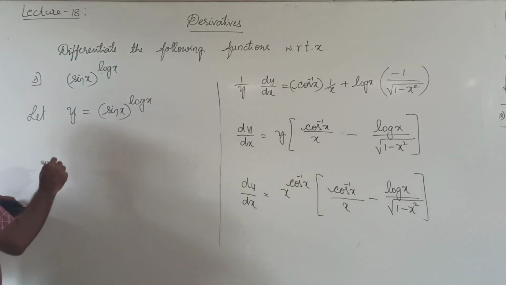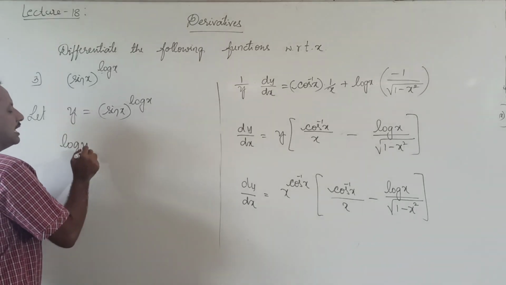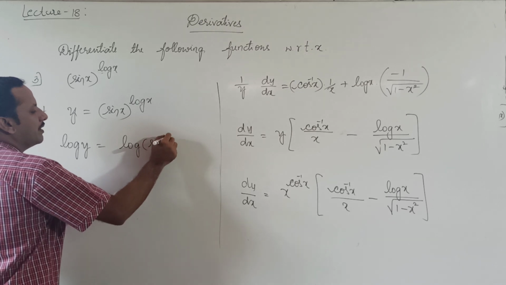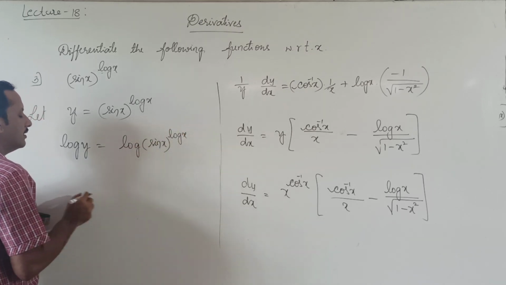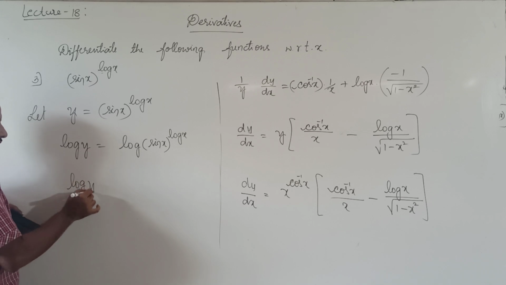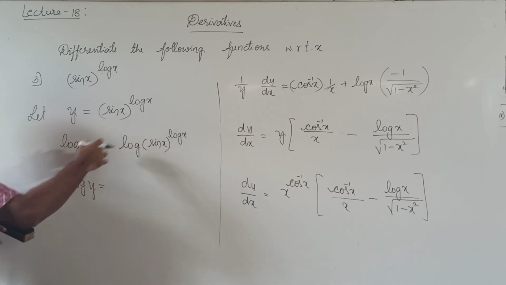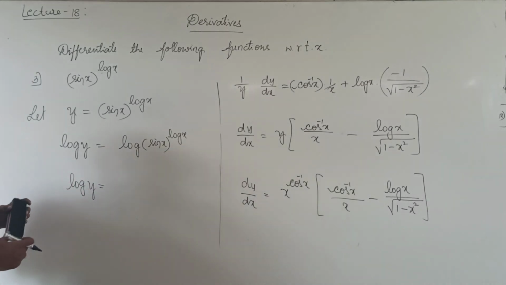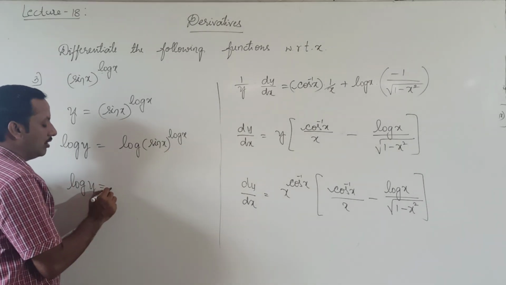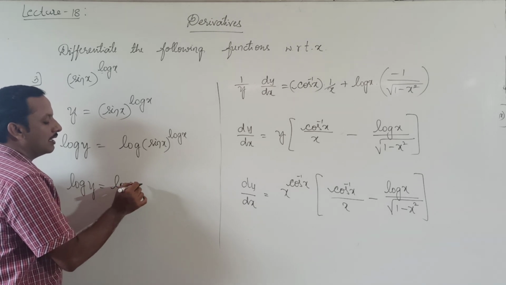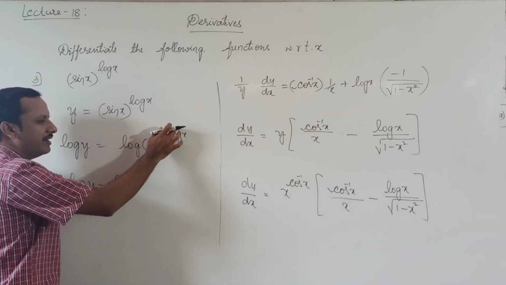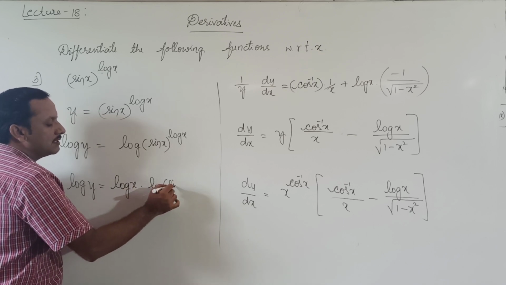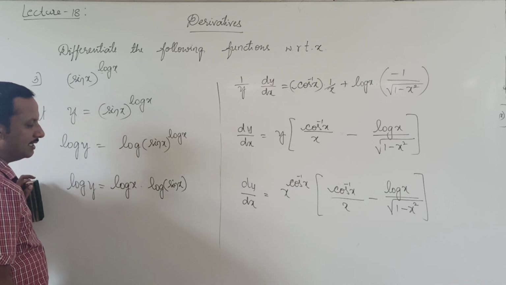Taking log on both sides, that will give you log y is equal to log of sin x to the power log x. This is of the form log m power n. Log m power n is equal to n into log m, which means log x into log sin x.